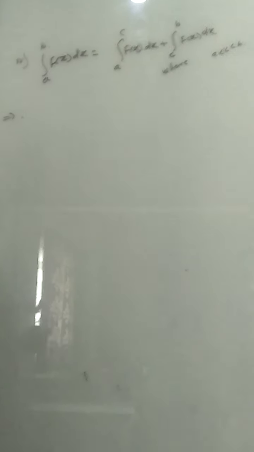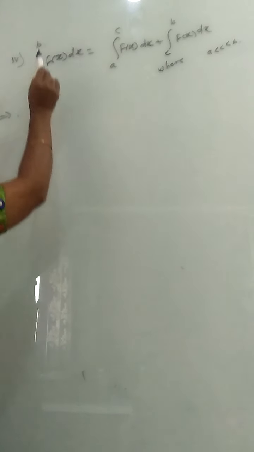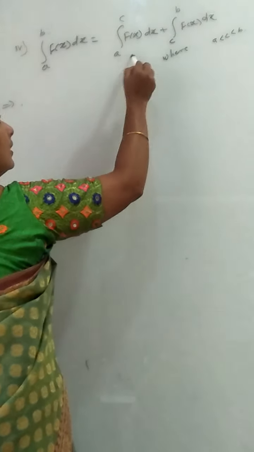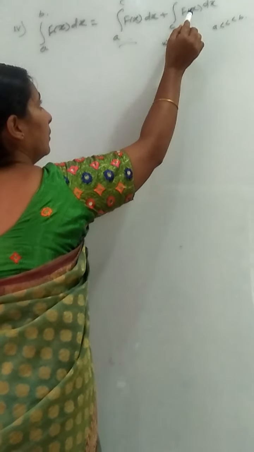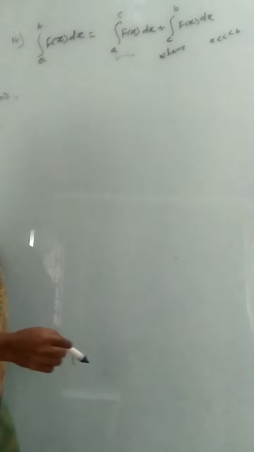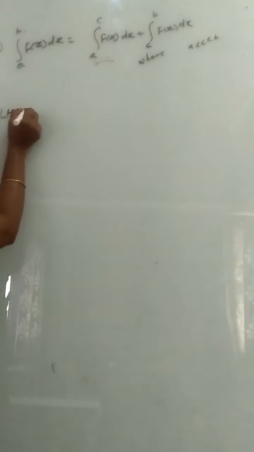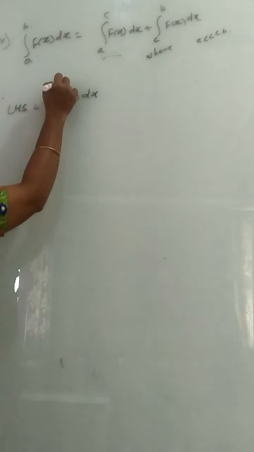Now the fourth property is the integration of f of x dx between a to b. This integration is divided into two parts: if c lies between a and b, then our integral becomes the integration from a to c of f of x dx plus the integration from c to b of f of x dx. In this property we see that the integral term is divided into two parts. Then take the LHS, which is the integration of f of x dx from a to b.